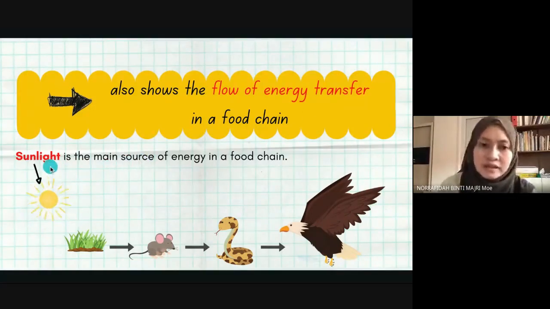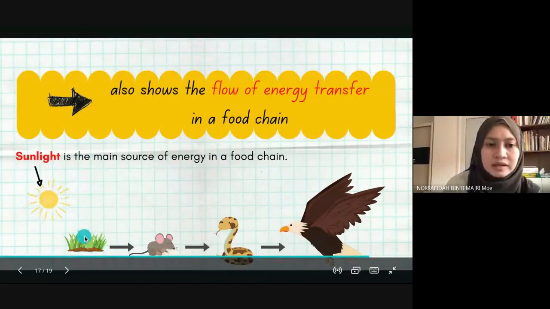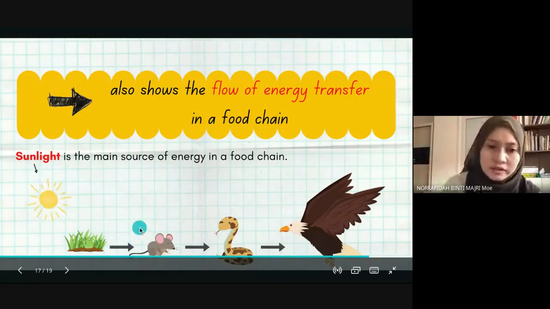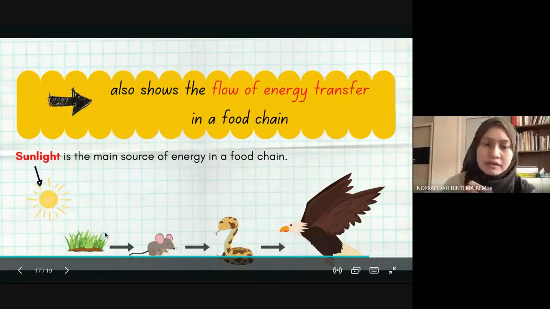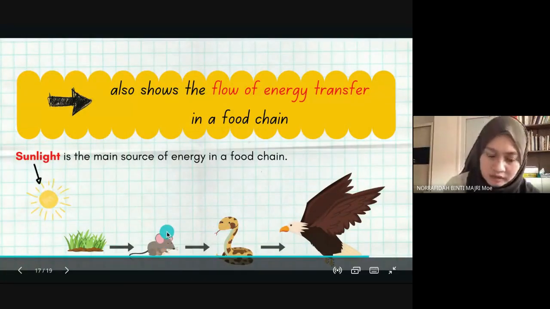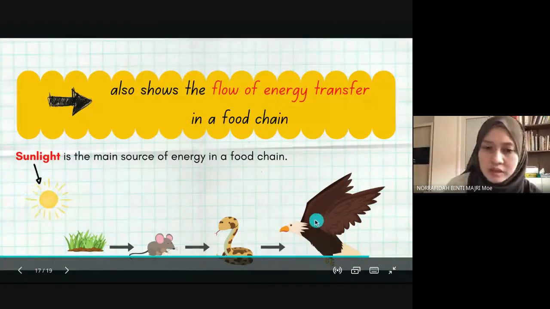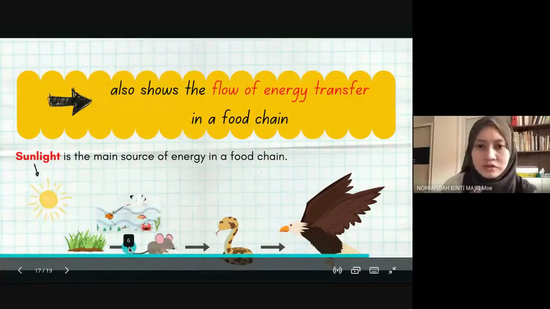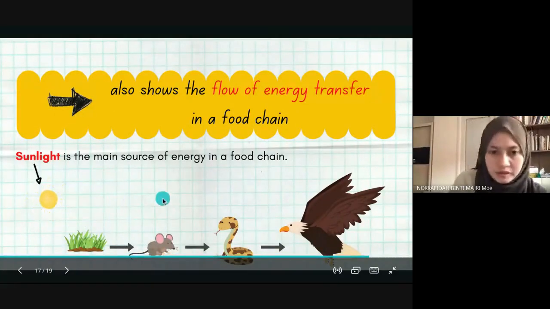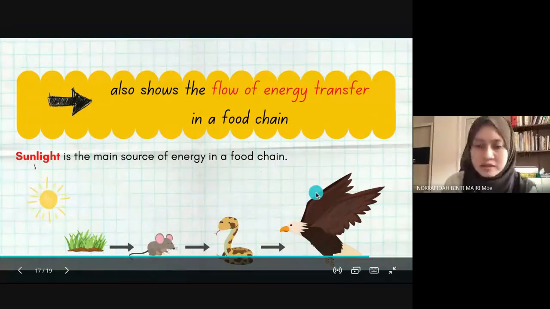So first, sunlight. Sunlight is the main source of energy in a food chain. Like this plant, grass, they get their energy from the sunlight. So they can make their own food, they can live. And then the rat eats the plants, for example padi. And then the rat is eaten by the snake. Lepas tu ada ular makan tikus. And then the snake is eaten by the eagle. Helang ini pula makan ular. So this arrow shows the flow of energy transfer. Tenaga dipindahkan, tenaga dipindahkan. Energy transfer.